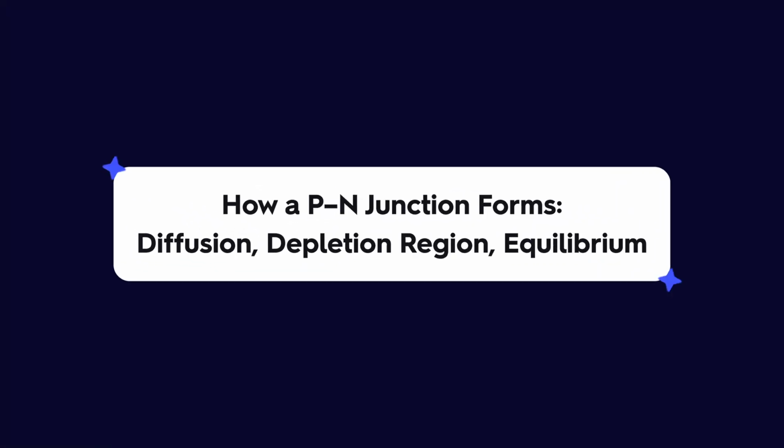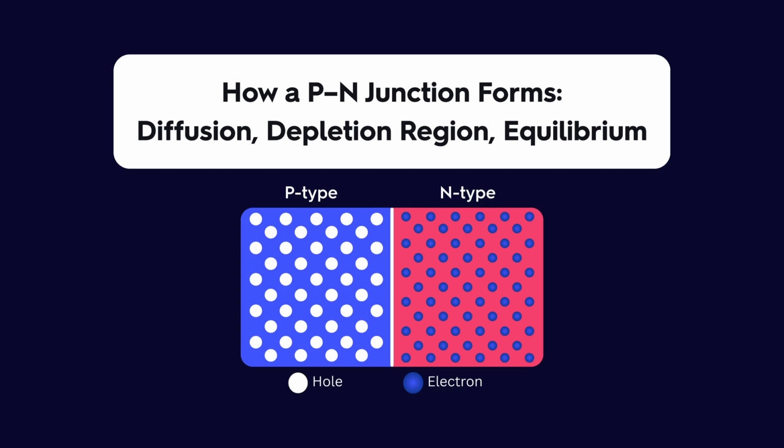In this video, you'll learn how a p-n junction forms, why a depletion region forms, and how the junction reaches equilibrium.